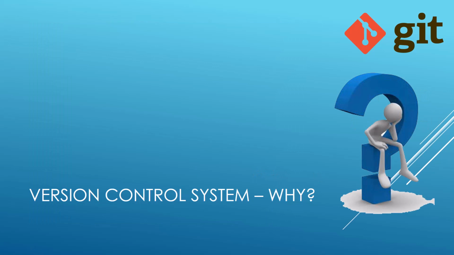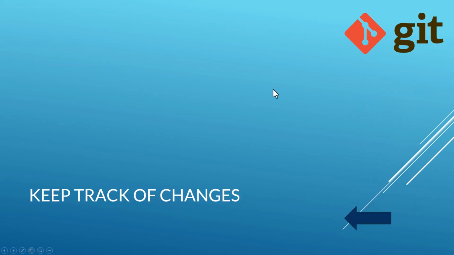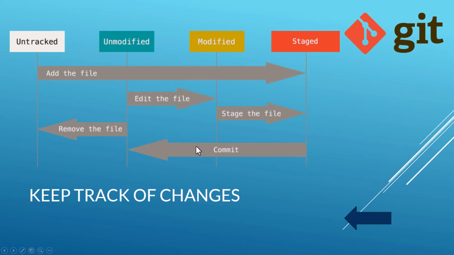So now we will talk about why we use a version control system. The first one is to keep track of changes. It helps us in keeping track of all the changes that we made in the project. With version control, you can track changes made to files over time. This allows you to see who made what changes, when and why. You can also revert to a previous version of a file if you need to undo changes.